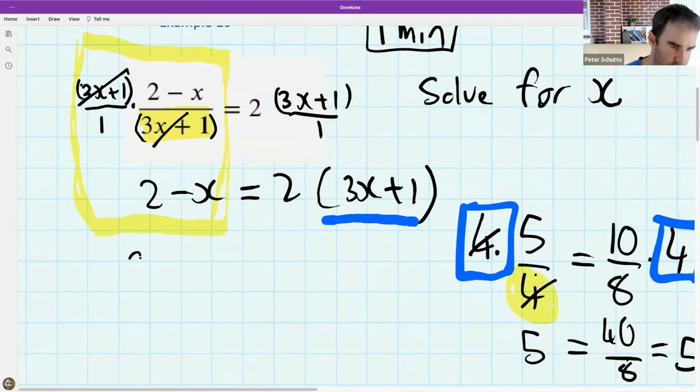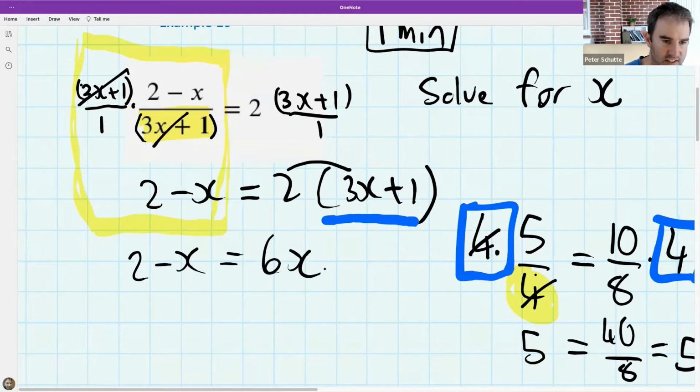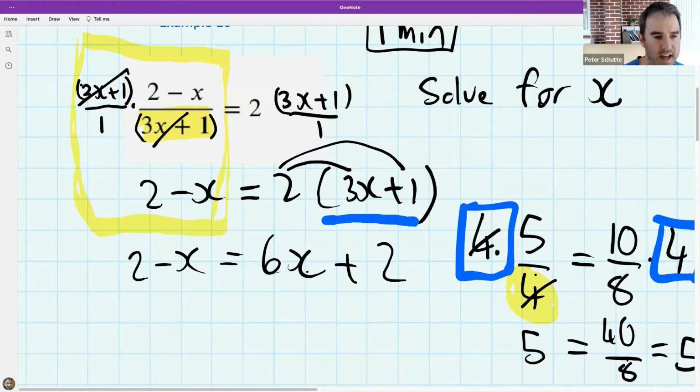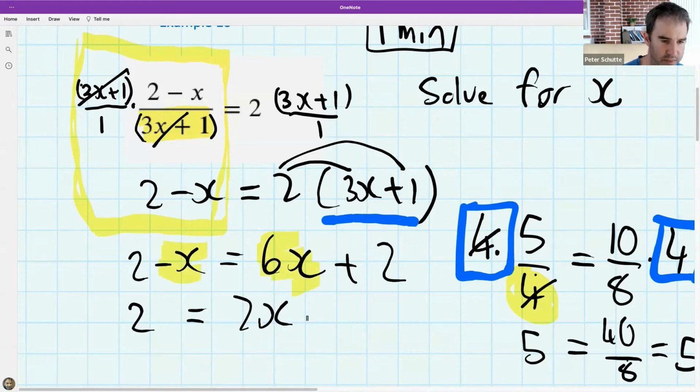Okay, so now what we need to do, since this is the last lesson in case you're unfamiliar, is distribute this 2 into the bracket. So we go 2 times 3x is 6x, and 2 times 1 is 2. And so now we've got rid of the bracket. So in order of difficulty, fractions are definitely the hardest. Brackets are next. Now we have variable terms on both sides that we have to deal with. And what I'm going to do is add x to both sides. And if I add x to both sides, I'm going to end up with this.